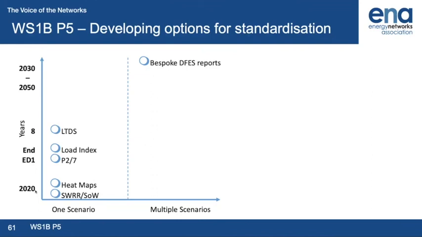We use this way of presenting to begin to assimilate our findings, and we show that differentness. These dots are the different reports that we're using at the moment. On the x-axis we've got reports which relate to one or multiple scenarios, and on the y-axis we've got the date range. You can see that only the DFES reports are reporting on multiple scenarios and for that long-term future up to 2030 or 2050. If we can move on, Dan.